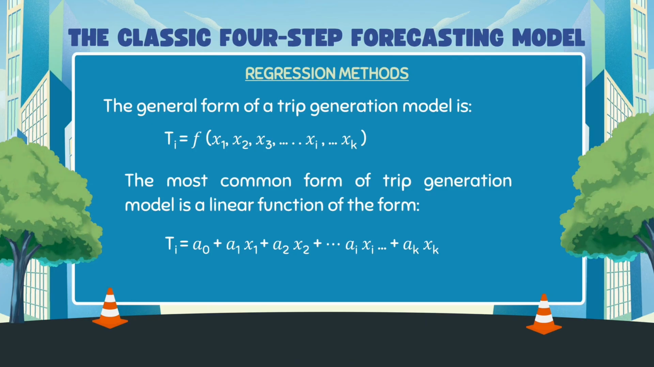So the general form of a trip generation model is T_i = f(X_1, X_2, X_3, up to X_K). And then the most common form of trip generation model is a linear function of the form T_i = a_0 + a_1X_1 + a_2X_2 + up to a_KX_K.